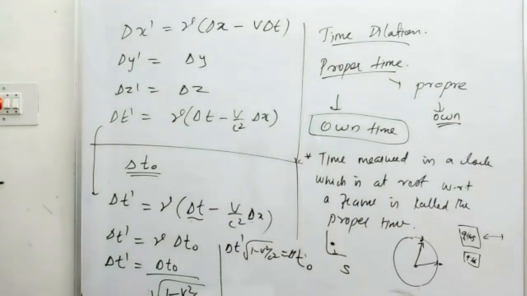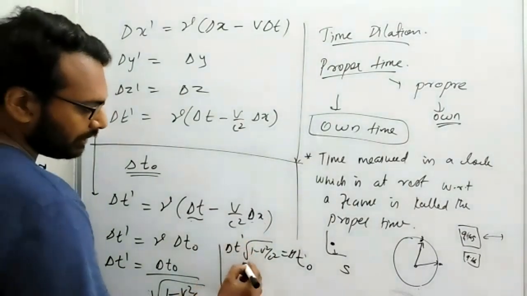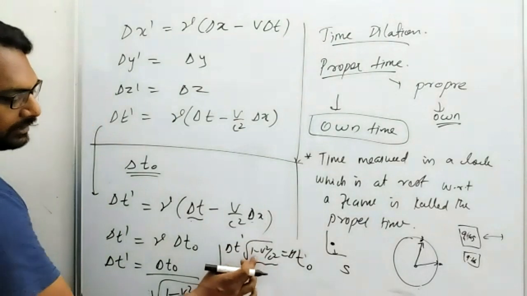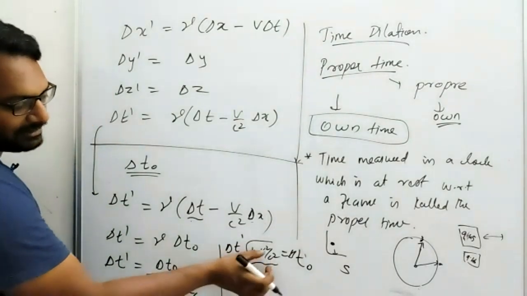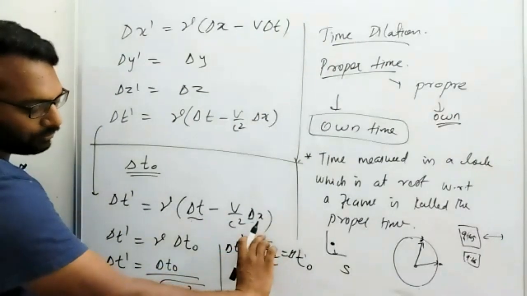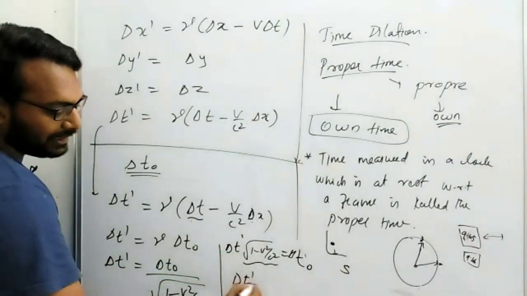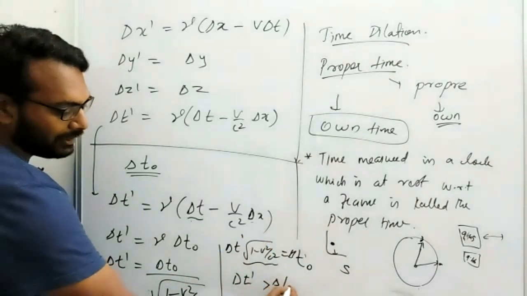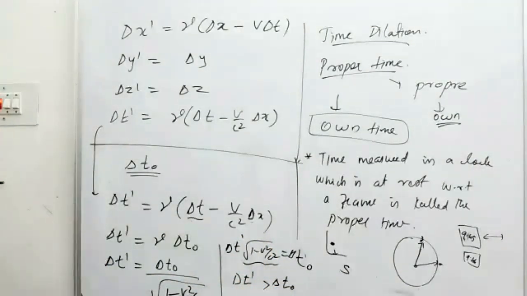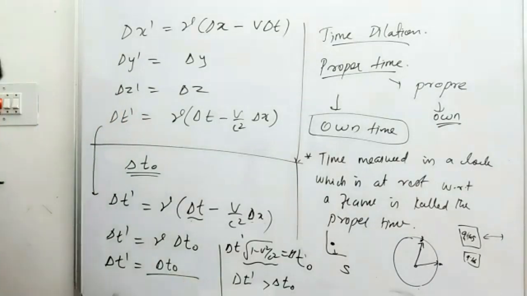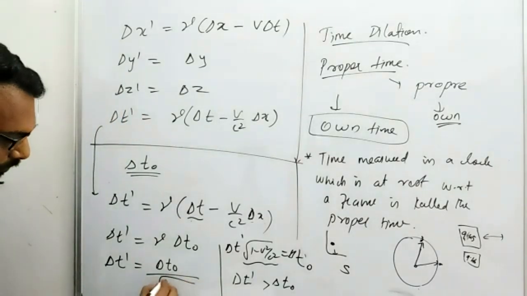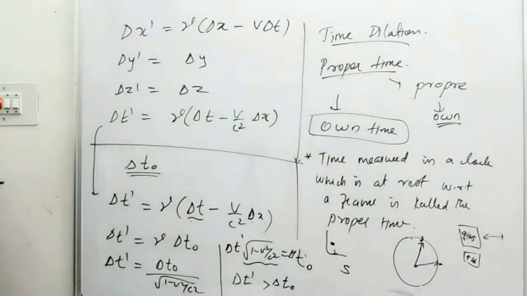This is 1 by gamma, right? So 1 by square root of 1 minus v square by c square, since v is less than c, this is less than 1. So this quantity is less than 1. So you see that delta t prime is greater than delta t0. Oh, I'm sorry, you cannot see this here. Camera settings had changed.